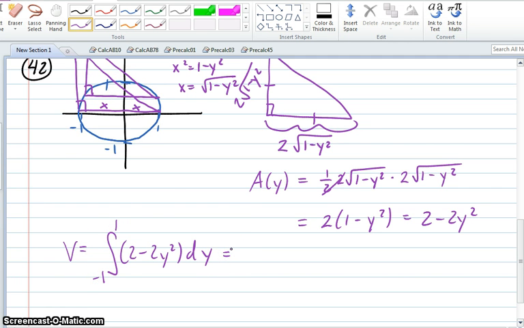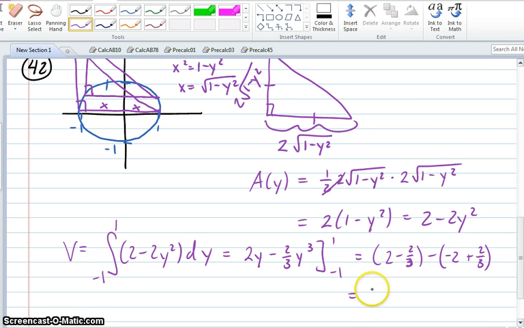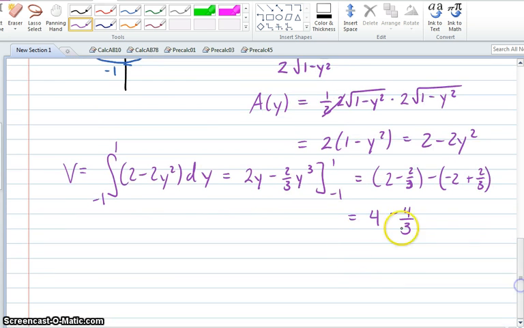And now you can take the antiderivative. Alright, so when you take the antiderivative, you get 2y minus 2/3 y cubed, and we're going to evaluate that from negative 1 to 1. So when you plug 1 in, you get 2 minus 2/3. Minus when you plug negative 1 in, you get negative 2 plus 2/3, because of the double negative. So you end up with 4 minus 4/3, which when you get a common denominator and subtract, you get a very nice number, 8/3.